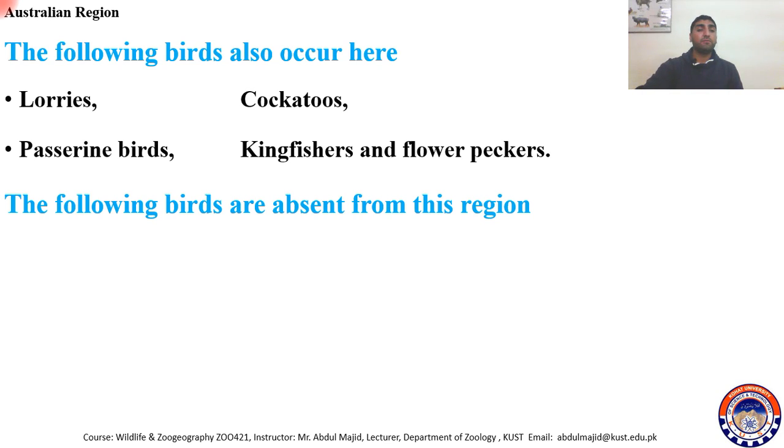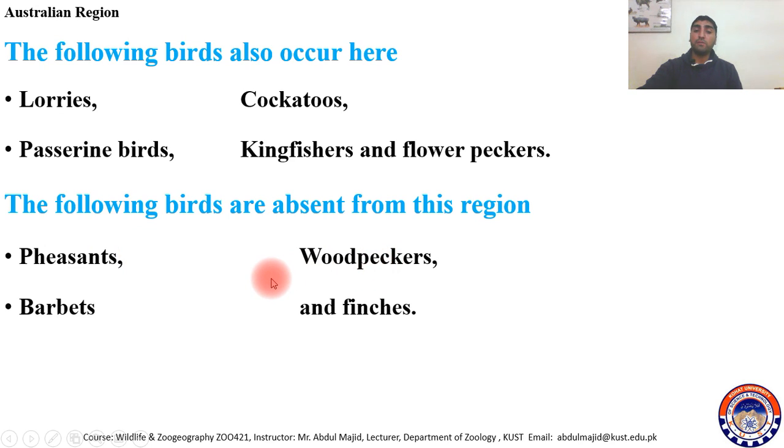And now these birds, they are absent from this region. So pheasants are absent from this region. Woodpeckers are absent from the Australian region. Barbets are not present here, and finches are also absent from this region. So there were 17 peculiar families. Then there are these 5 common birds which are present here and also in the rest of the world. And these 4 families of birds are absent from the Australian region.